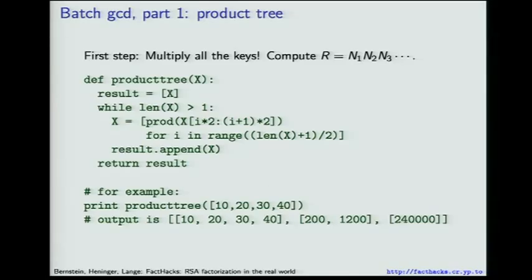What you do, maybe I'll just skip to the bottom. You see numbers 10, 20, 30, 40. You build a product tree. So you take 10 times 20, compute 200, take the next pair, 30 times 40, compute 1200, then take the pair of products, 200 times 1200. If you add more numbers, you have more levels in the tree. And that's exactly what the Python, well, the Sage code does here.